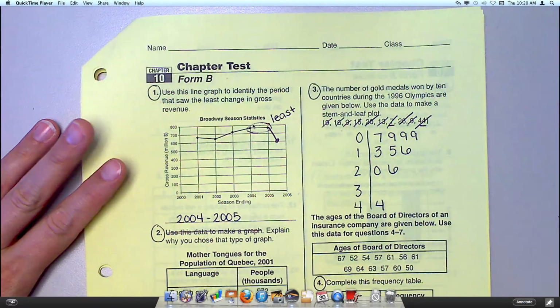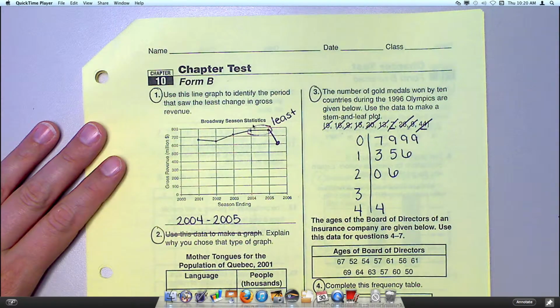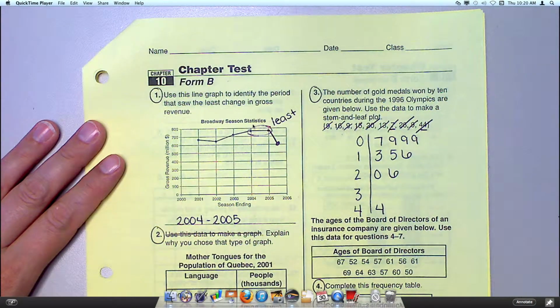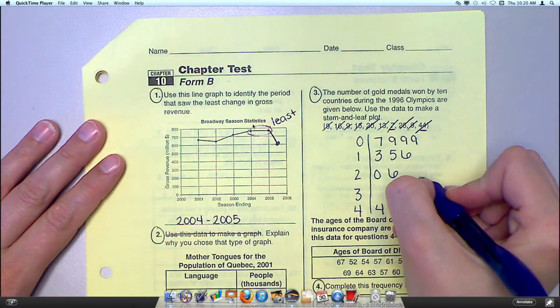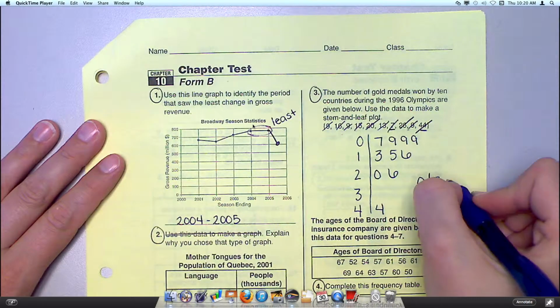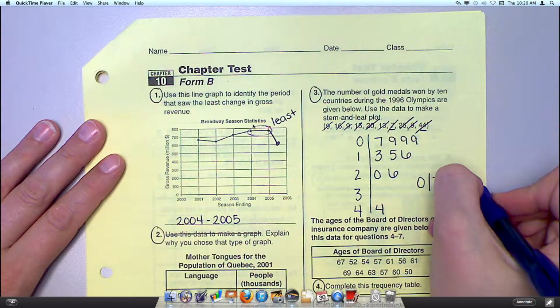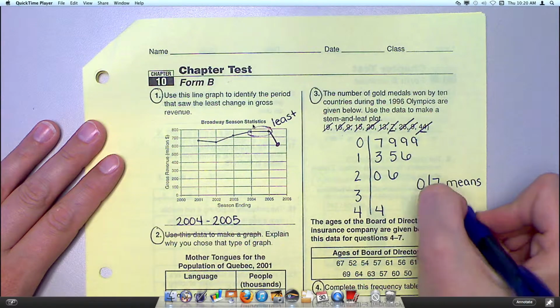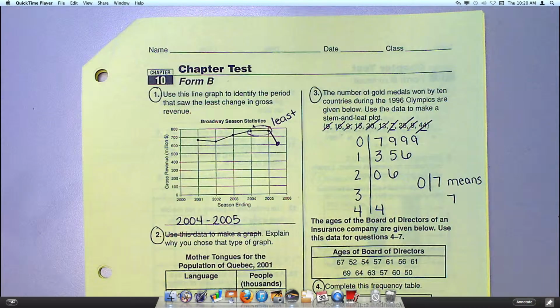And then what do I need to tack onto the bottom? Okay, so what do you want to use? 0, 7? Okay. 0, 7 means 7. That could be your key. You could use any other one. You could do 1/3 and say that means 13.